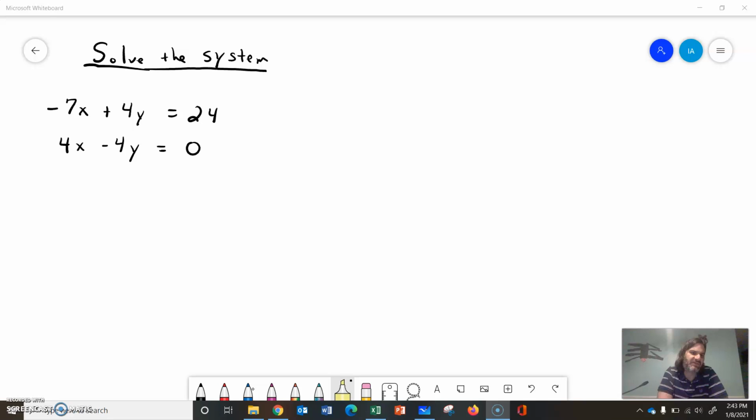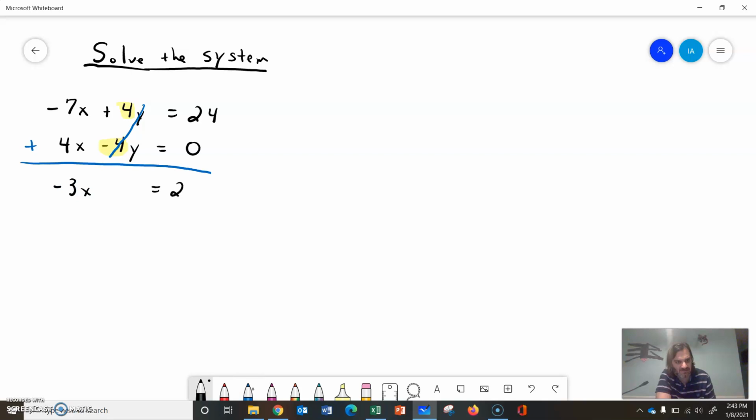But when you look at the y's here, you see 4y up here and negative 4y down here. This thing is just begging you to use elimination. So we'll add the two together, and the 4y and the negative 4y just disappear. So very quickly, we are at negative 3x equals 24.